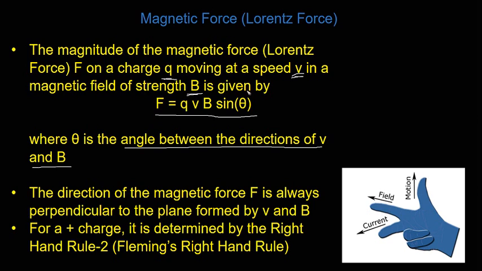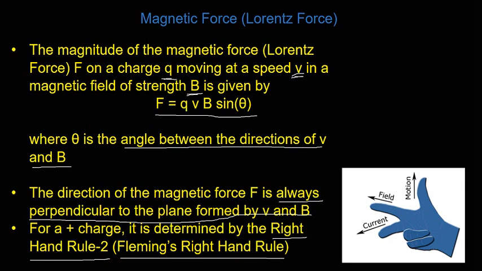After learning about the magnitude of Lorentz force, let's talk about how to find out the direction of Lorentz force. The direction of the Lorentz force is always perpendicular to the plane formed by velocity and B vector. And for a positive charge, we can find out the direction of Lorentz force by using Fleming's right-hand rule. Sometimes it's also referred to as the right-hand rule type 2.